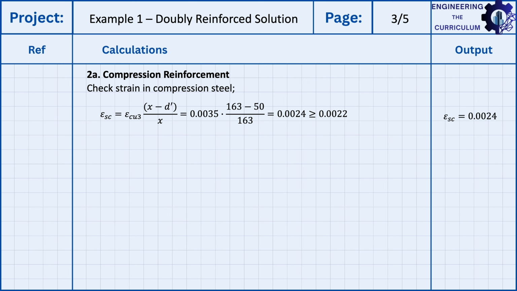Now that I know that I need compression reinforcement, the first thing that I need to do is check the strain in the compression steel. If you remember from before, the strain in the compression steel is the maximum strain in the concrete, 0.0035, times x, which I just found to be 163, minus d2, which I know is 50 because that was given, and that works out as 0.0024. Now that is bigger than the yield strain in steel, which we've already discussed is 0.0022. And that means that the steel has already yielded.